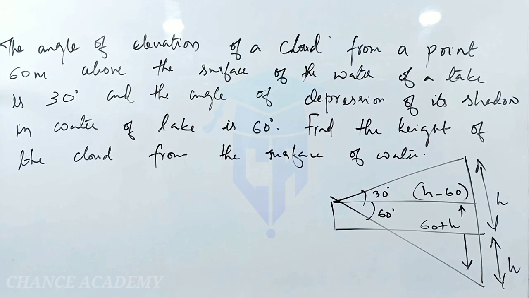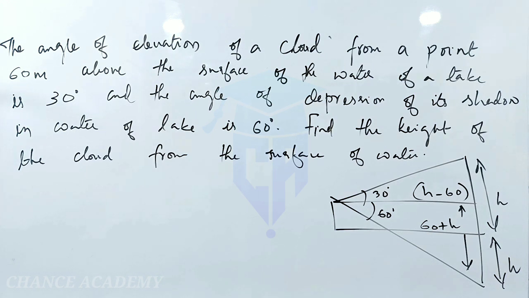So we have discussed a few questions from heights and distance, application of trigonometry. This is one case-based question that you can expect from application of trigonometry. The question says the angle of elevation of a cloud from a point 60 meters above the surface of the water of a lake is 30 degree and the angle of depression of its shadow in water of lake is 60 degree. Find the height of the cloud from the surface of the water. I have given you the figure corresponding to that. Based on that, we'll be getting certain questions, and these questions will be case-based questions.